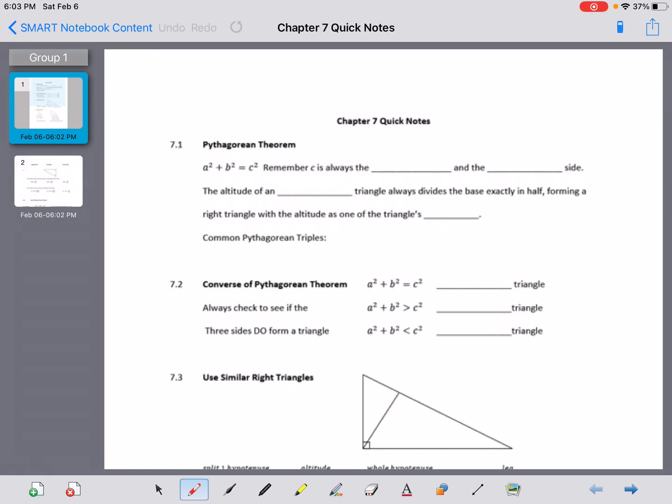All right, Chapter 7, quick notes, the gold notes. Remember, this is wrapping up all of our chapter very quickly and giving you one quick note sheet so you can check formulas or check the big ideas.